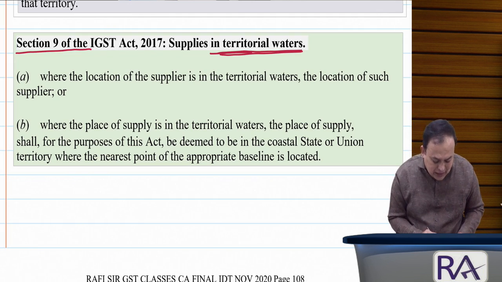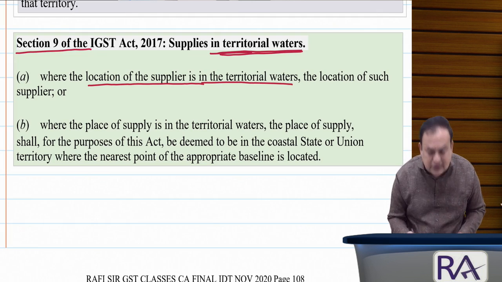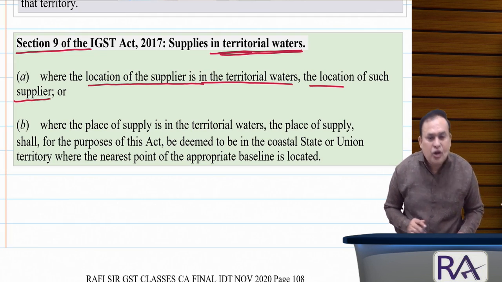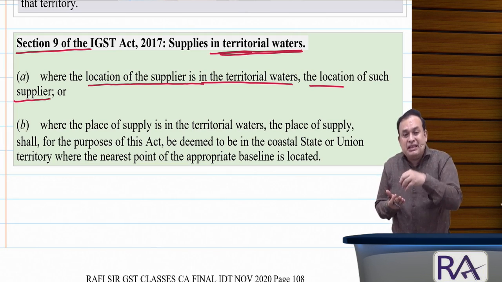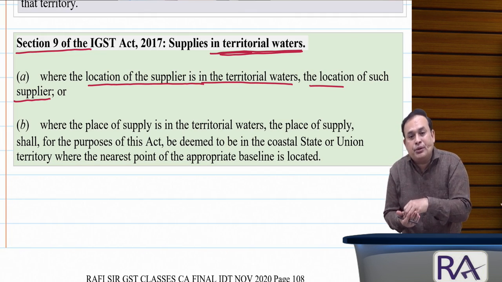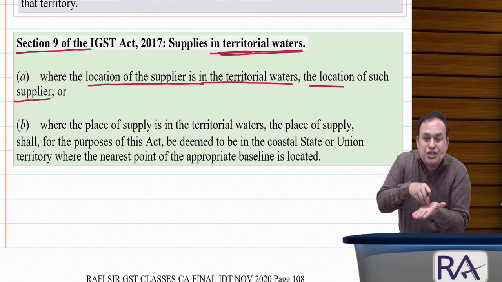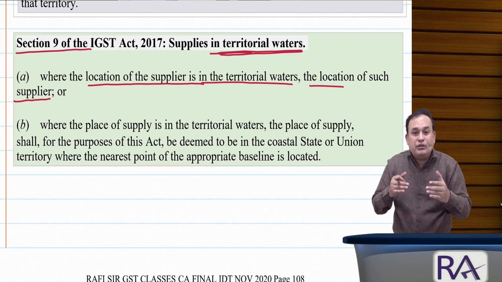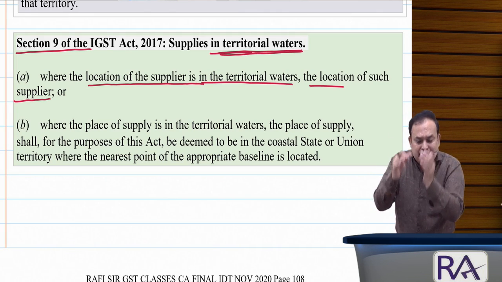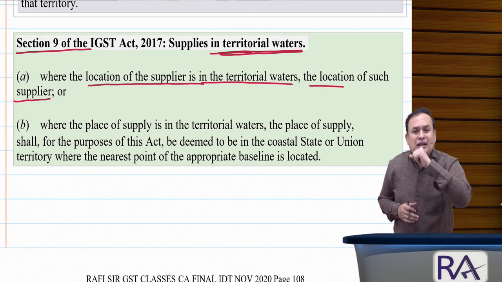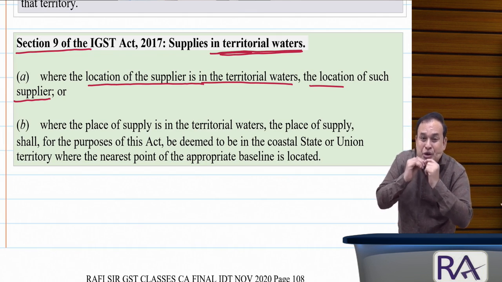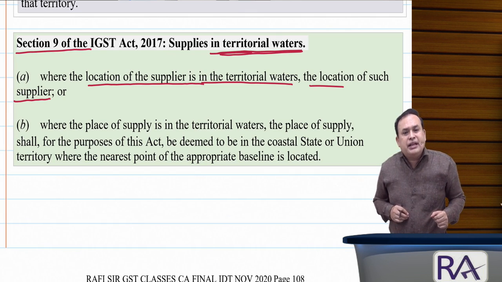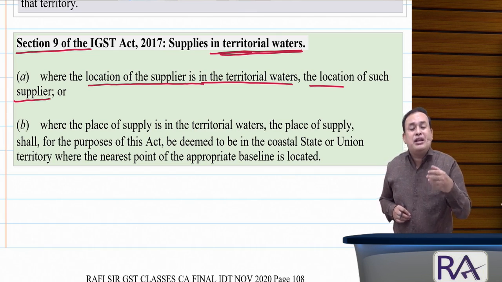If there is a case where the location of the supplier is in the territorial waters, the location of such supplier... For example, Mr. X is a provider of, let us say, security services, where within the premises of the port, Chennai port, Mumbai port, Paradip port, Cochin port, they have the office nearby the port, for example nearby the Bay of Bengal at Chennai port, and provide security services within the territorial waters limits, within 12 nautical miles. In that case, the location of the supplier is in that particular territorial waters.